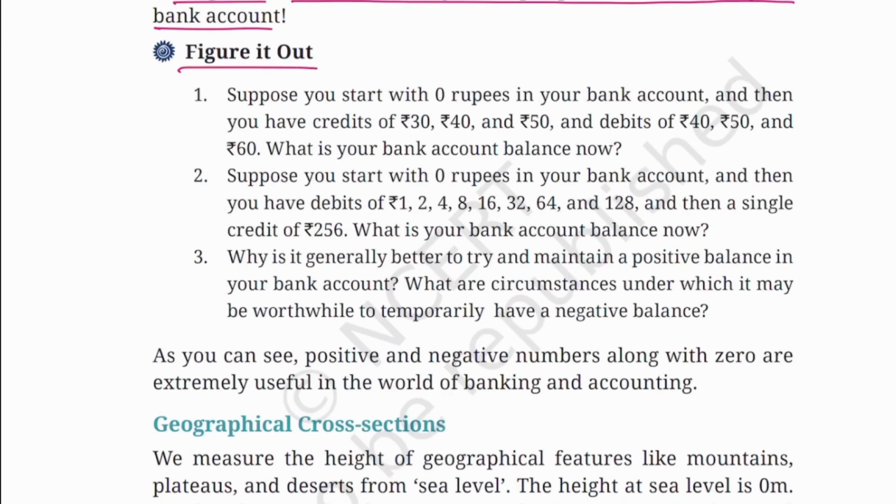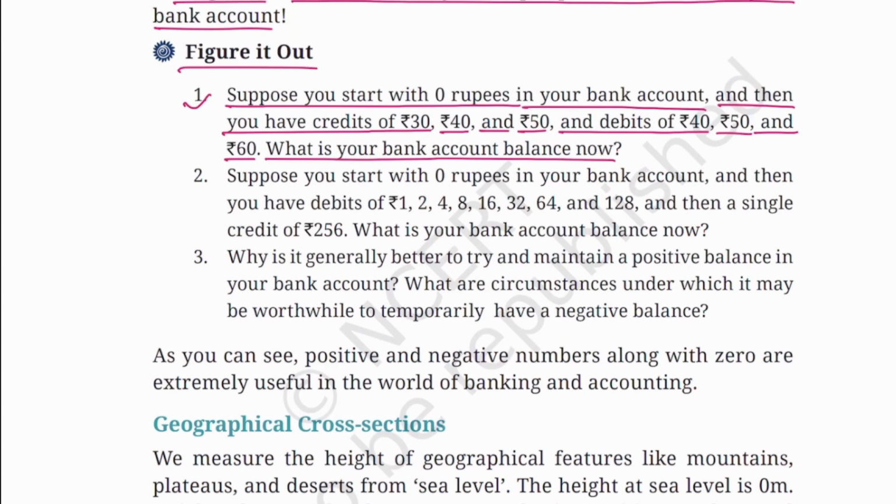Figure it out. 1. Suppose you start with 0 rupees in your bank account and then you have credits of rupees 30, rupees 40 and rupees 50 and debits of rupees 40, rupees 50 and rupees 60. What is your bank account balance now? Credits being 30 rupees, 40 rupees and 50 rupees. That means plus 120 rupees.